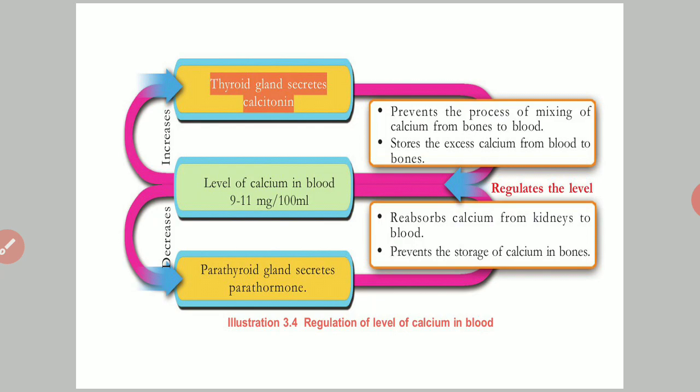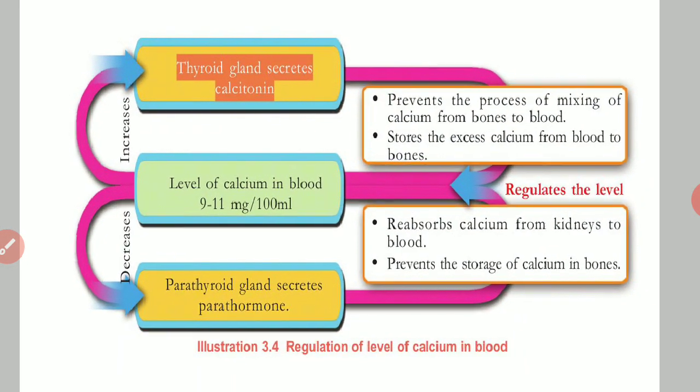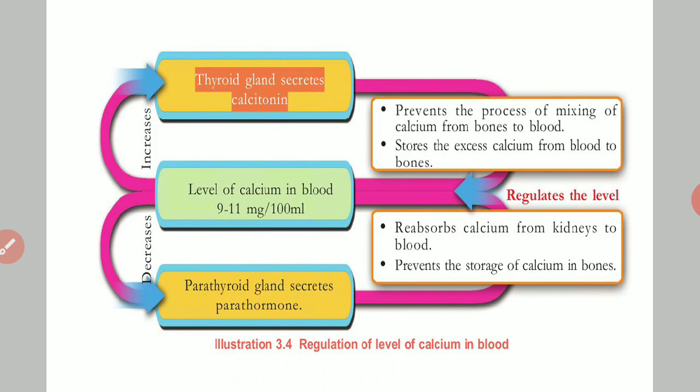Calcium level is 9 to 11 mg per 100 ml. Hope you remember the level of sugar in the blood. What is the level of sugar in the blood? 70 to 110 mg per 100 ml. Calcium is 9 to 11 mg per 100 ml. Comparative study is always required.